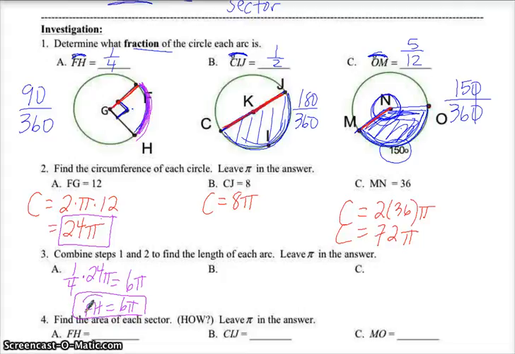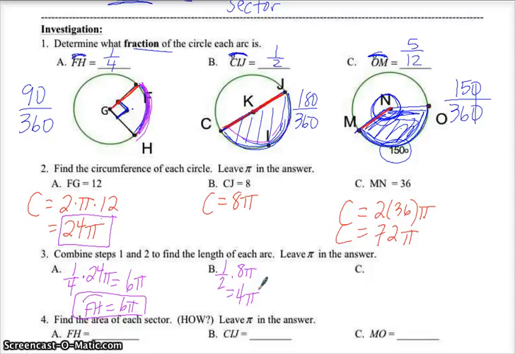So do the next one. Well, this is half of the entire circle. So the entire circle circumference is 8 pi. So obviously we're going to take half of that, which is 4 pi. So arc CIJ has a total length of 4 pi units.